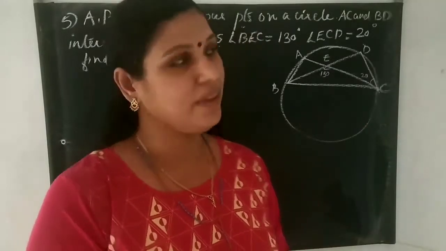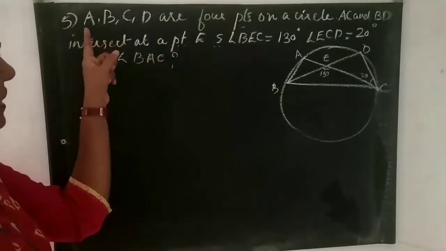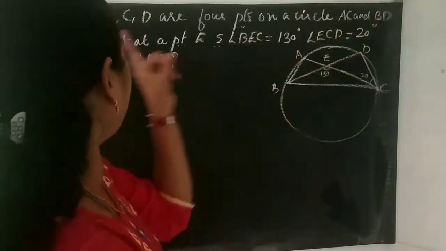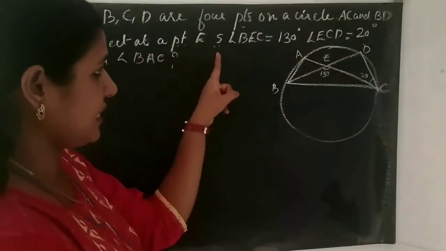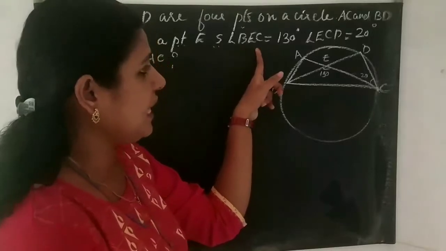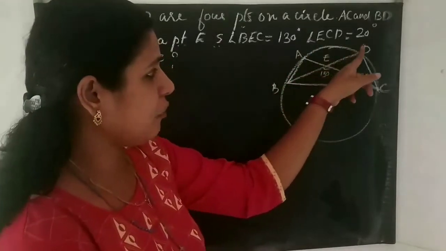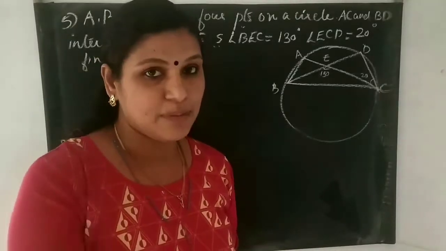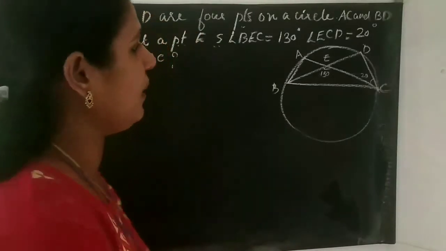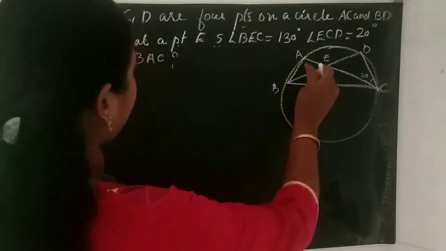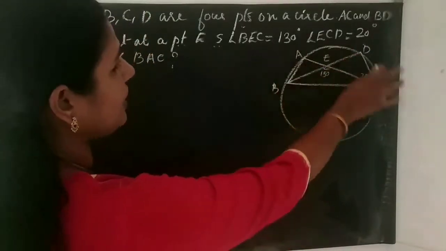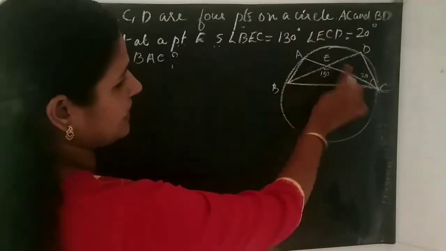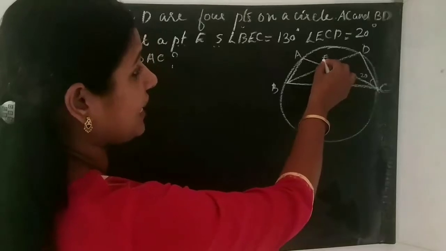Okay, that exercise. See here, our fifth question: A, B, C, D are 4 points on a circle. AC and BD intersect at point E such that angle BEC equals 130 and angle ECD equals 20. Find angle BAC. In front of you, a textbook is needed. It's very important. So here A, B, C, D are points on a circle. AC and BD intersect at E.